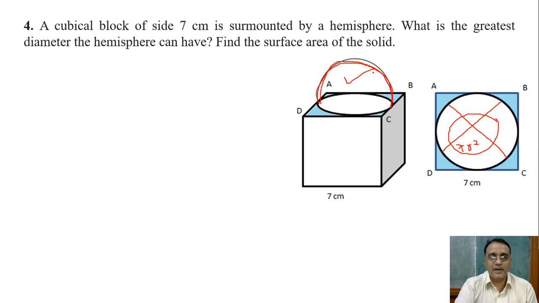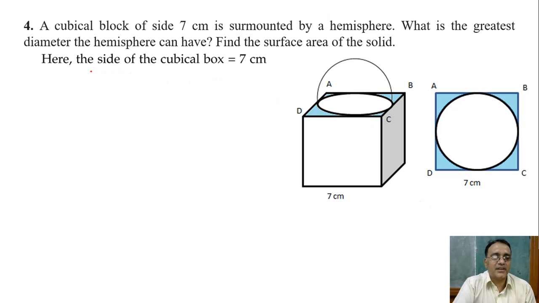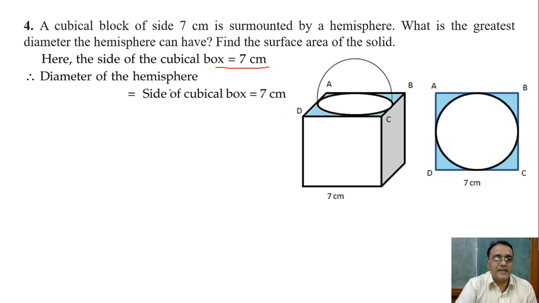Yes, sir. अभी क्वेश्चन में क्या पूछा है? व्हाट इज द ग्रेटेस्ट डायमीटर ऑफ द हेमिस्फीयर? ये क्या है? This is the diameter, greatest diameter of the hemisphere, and this is equal to 7 centimeter. चलो अभी हम लोग इसका राइट अप स्टार्ट कर रहे हैं। Here the side of the cubical box is 7 centimeter. Diameter of the hemisphere is equal to side of cubical box, and that is equal to 7 centimeter.